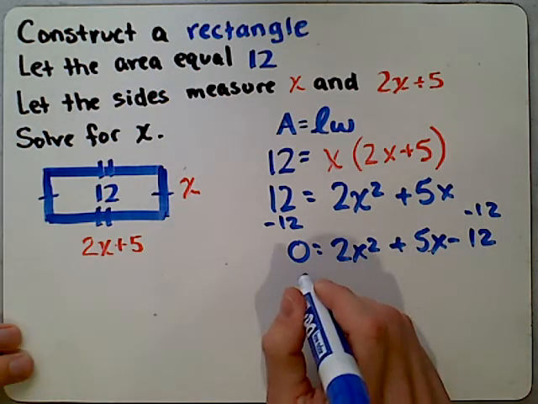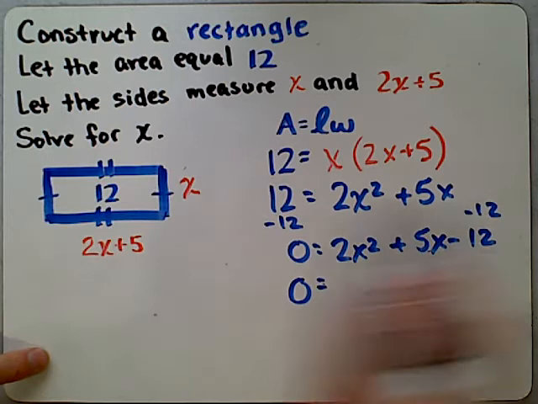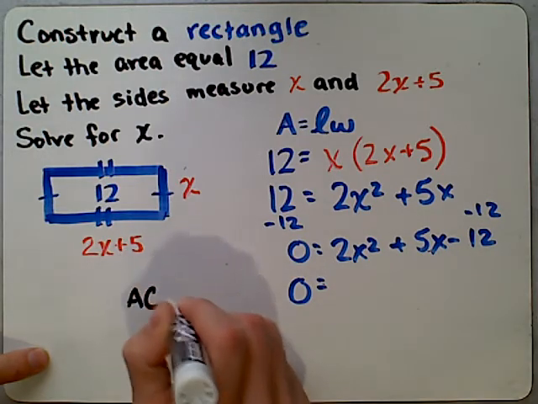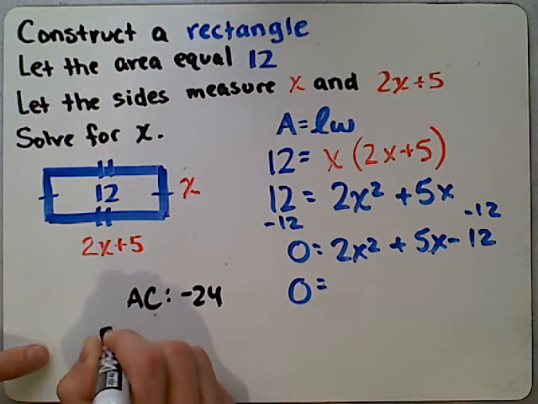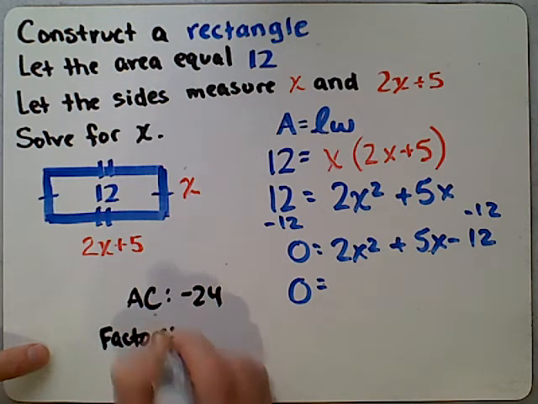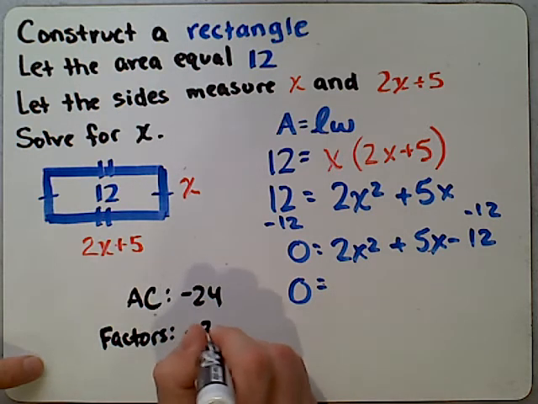So we get down here, we want to factor this using the AC method. When looking at this problem, AC is 2 times negative 12. So we can say that that is negative 24, and we're looking for factors of negative 24 that add up to positive 5. The factors in that case are going to be negative 3 and positive 8.